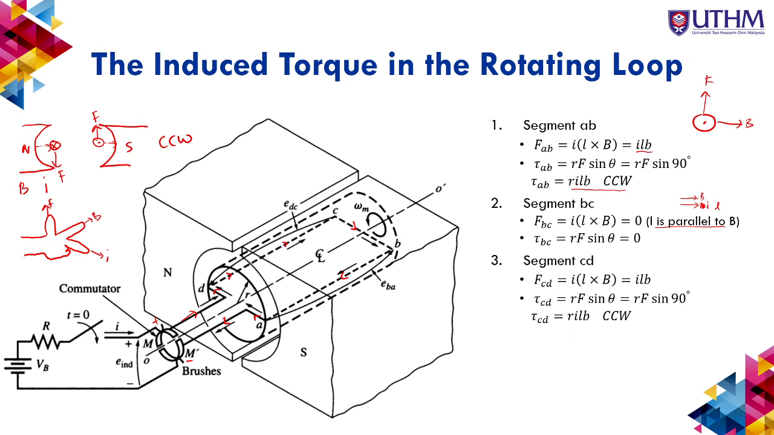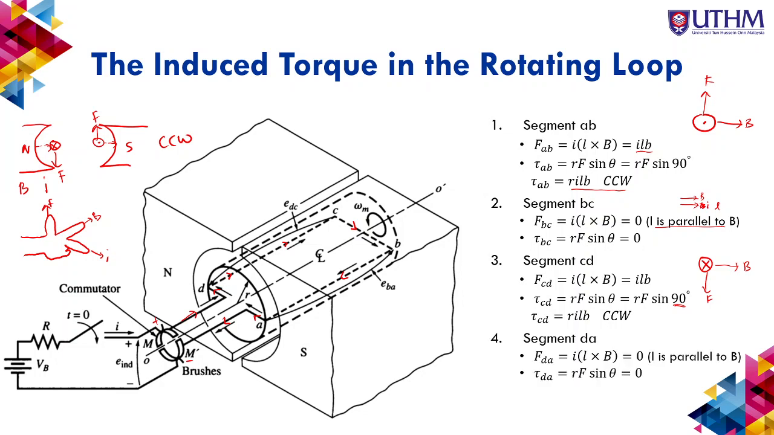Now segment CD. As I mentioned before, the current direction is inward, the magnetic field is to the right, and the force will be downward. So we just put in the formula, ILB, and torque RF sine theta. Since it is 90 degrees, it becomes RILB. So the motor will rotate counterclockwise.